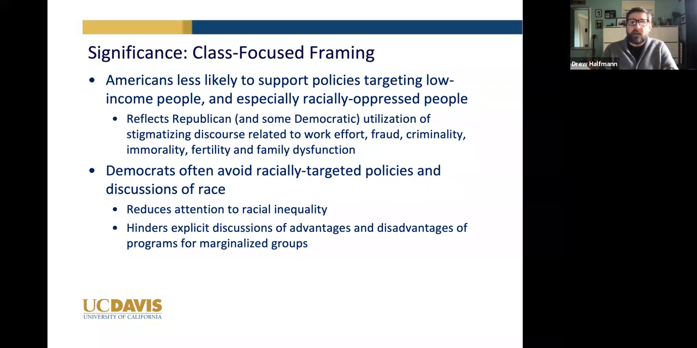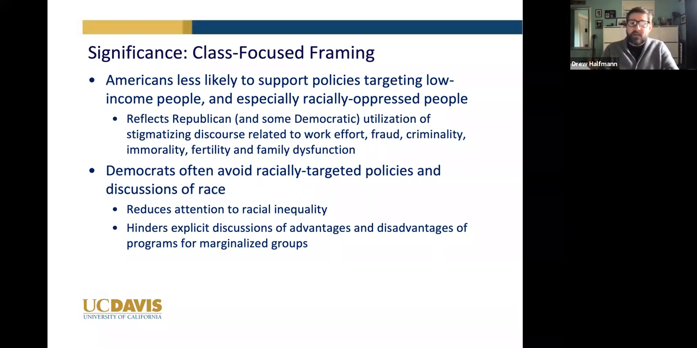The first is about class-focused framing. There's a lot of research in political science and in sociology that finds that Americans are less likely to support policies that are targeted to low-income people and especially to racially oppressed people. A lot of this is reflective of efforts to stigmatize poor people and people of color, mainly Republican, but some Democratic as well, using discourses of work effort, fraud, criminality, immorality, fertility, and family dysfunction. You all are familiar with this.